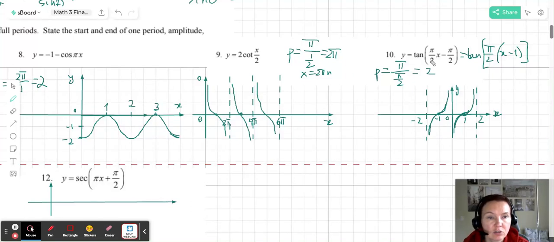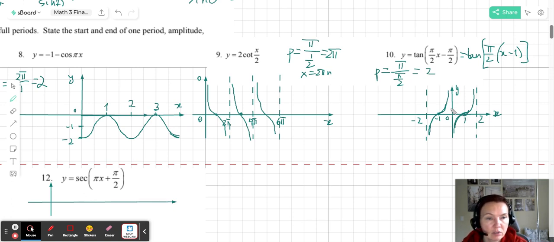To graph tangent of pi over 2x minus pi over 2, we can factor out pi over 2, and then in parentheses we have x minus 1. This tells us that the phase shift is going to be 1 unit to the right, which means that the tangent, instead of going through 0, is going to go through 1. Everything is going to be shifted 1.